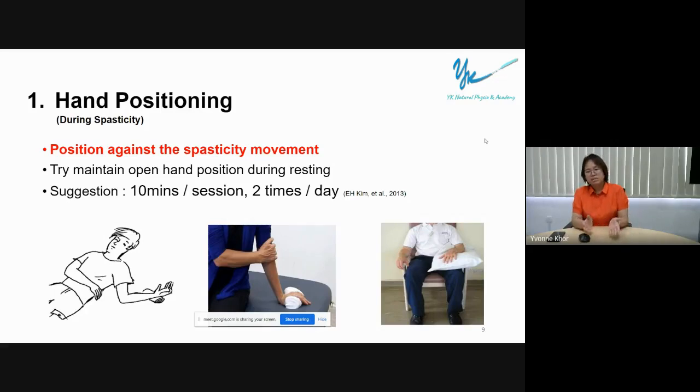Okay. Then the third photo is also a sitting position. Support the affected side, which is the stroke side. Don't let the shoulder hang in the air. When it hangs in the air, the shoulder is more easily subluxed, and the patient also more easily experiences shoulder pain. Okay, this is hand positioning during spasticity.